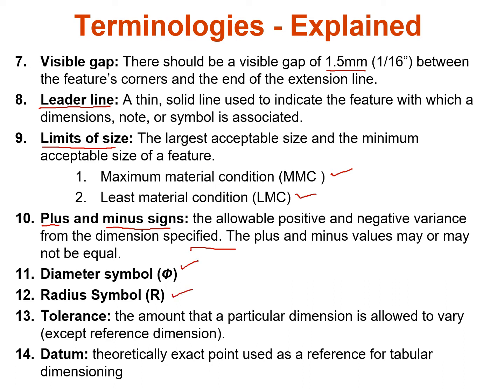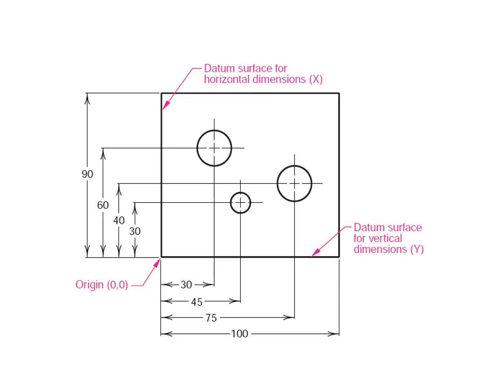Tolerance is the amount that a particular dimension is allowed to vary. So the tolerances, the plus minus sign and the limits of size are basically the same thing, and they explain the same phenomenon. So I will be discussing the tolerances, the limits of size and the plus and minus signs in the coming slide. And then there are datums. Datums are basically the reference points that are used for dimensioning your object for tabular dimensioning. So let's see what a datum is, and then we will move further to explain these different terminologies and talk about tolerances and limits of size and plus minus signs.